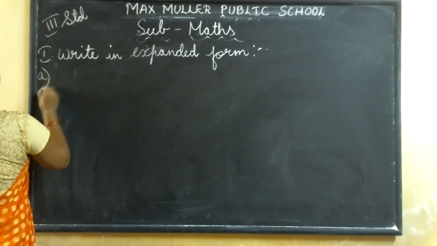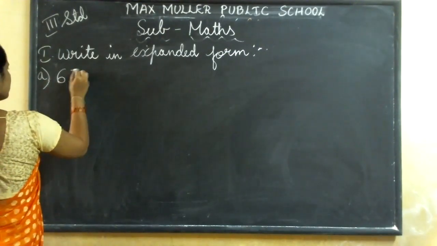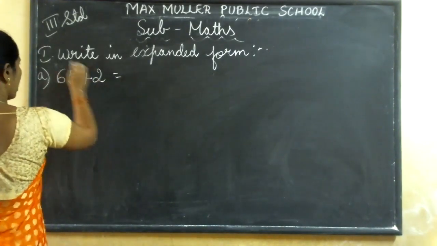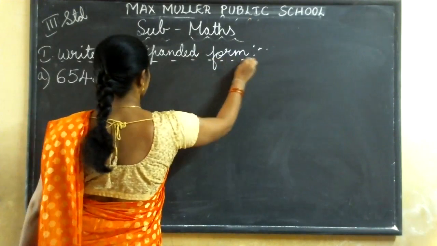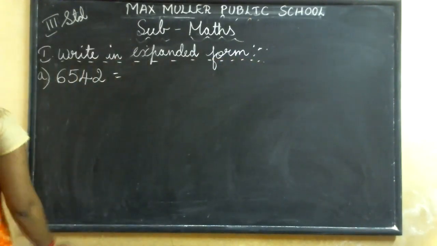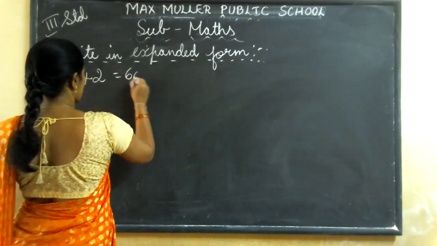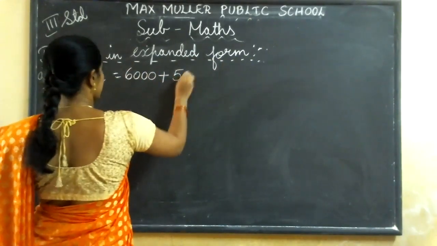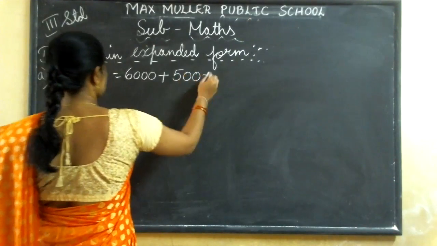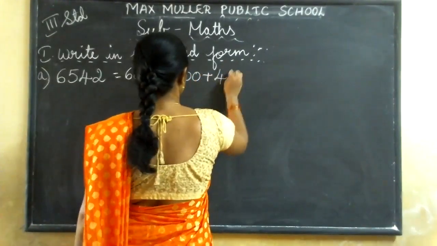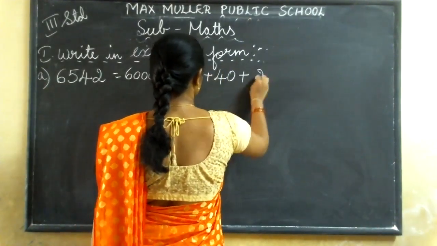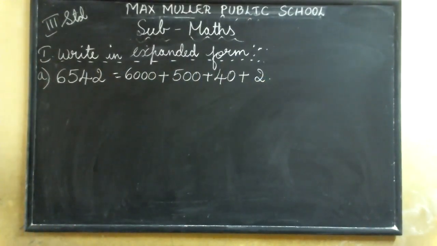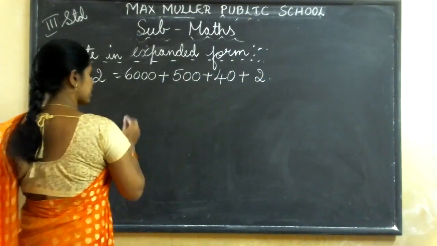First one, 6,542. How will you do this one? So, 6,000 plus 500 plus 40 plus 2. When you add, you will get the same answer. Yes or no? When you add this, you should get the same answer.